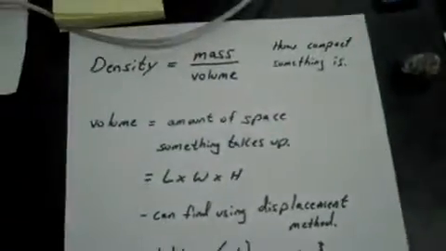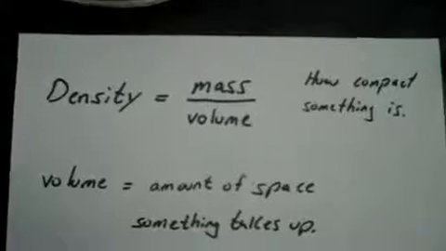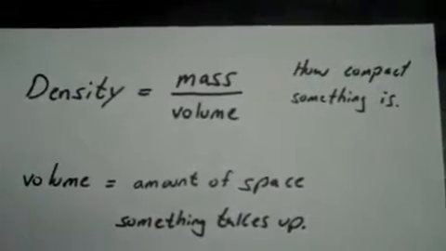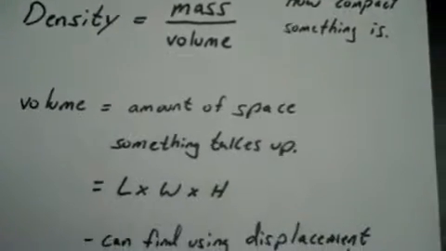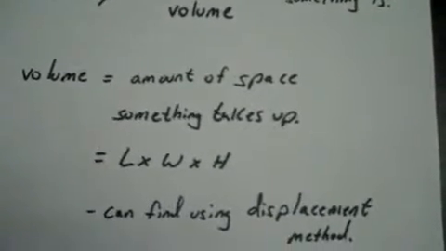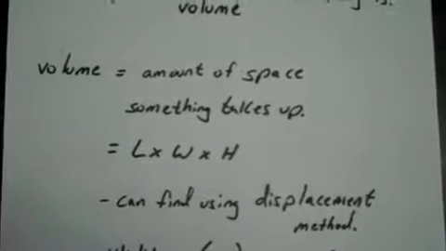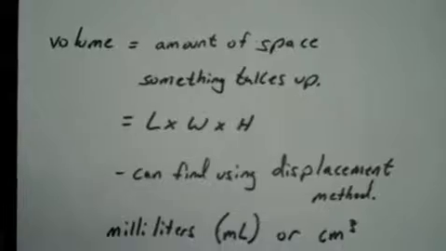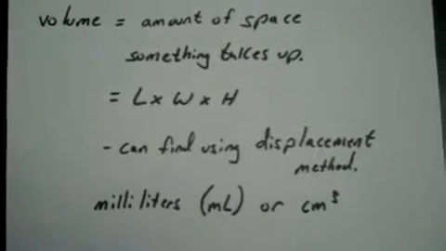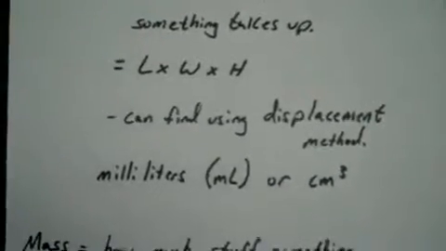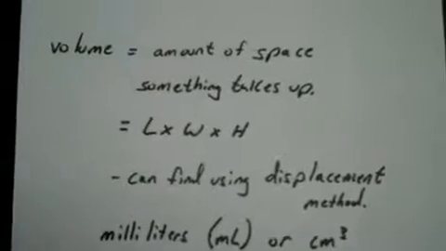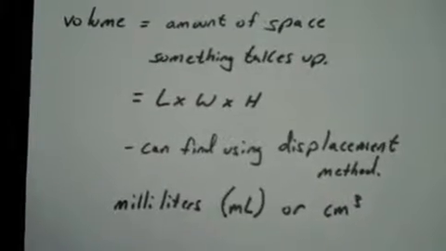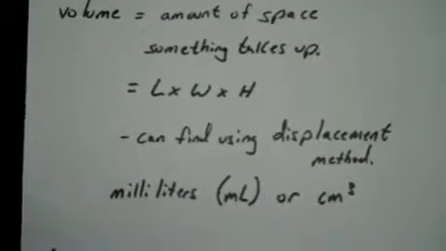First of all, density is mass divided by volume, and a word definition for density is how compact something is. The volume is the amount of space something takes up. The easy way to find the volume of a cube is to take length times width times height. That would work with anything that's a rectangle type shape. You can also find the volume using the displacement method. A lot of you probably remember that as the dunking method. It's where we put things underwater and see how much the water goes up. And volume is measured in milliliters or centimeters cubed.